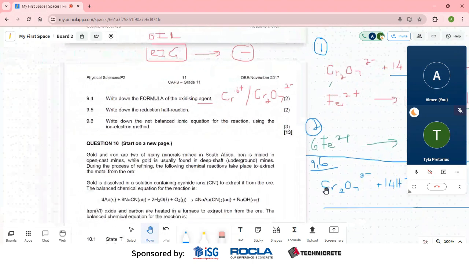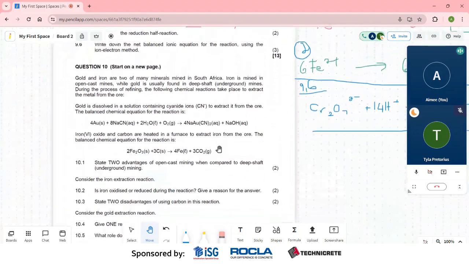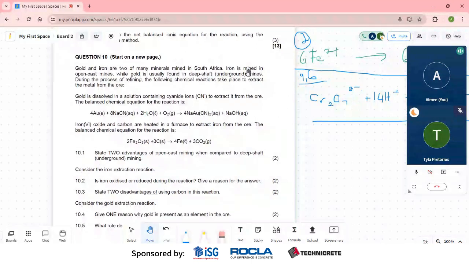Okay, now we move on to question 10. The question says, gold and iron are two of many minerals mined in South Africa. Iron is mined in open cast mines while gold is usually found in deep shaft underground mines. During the process of refining, the following chemical reactions take place to extract the metal from the ore. Gold is dissolved in a solution that contains cyanide ions to extract it from the ore. The balanced chemical equation for the reaction is, and this is the reaction there.